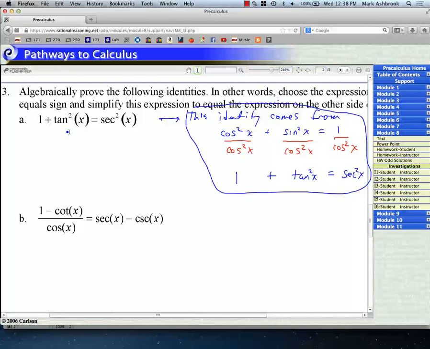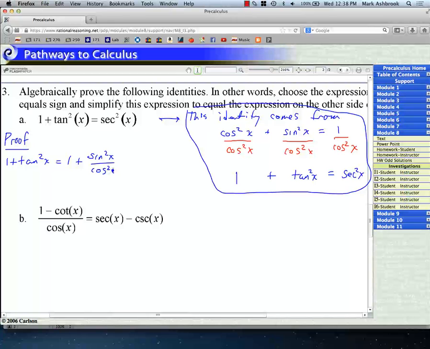Okay, so now we've got to decide which side you want to work on. Do you want to work on 1 plus tangent squared or secant squared? Generally the more complicated side is going to give you more opportunity to do something with, right? So 1 plus tangent squared equals 1 plus sine squared over cosine squared.